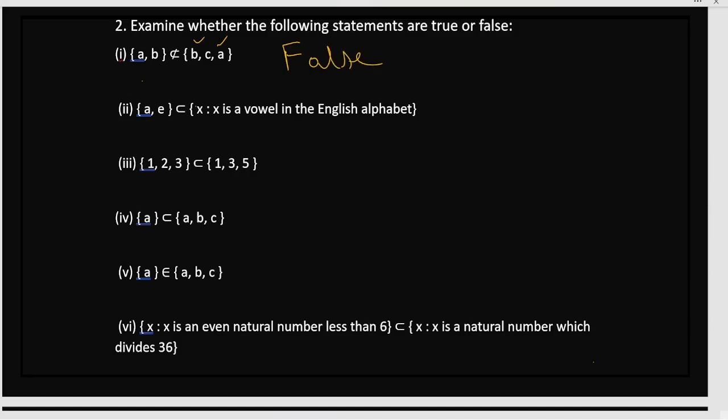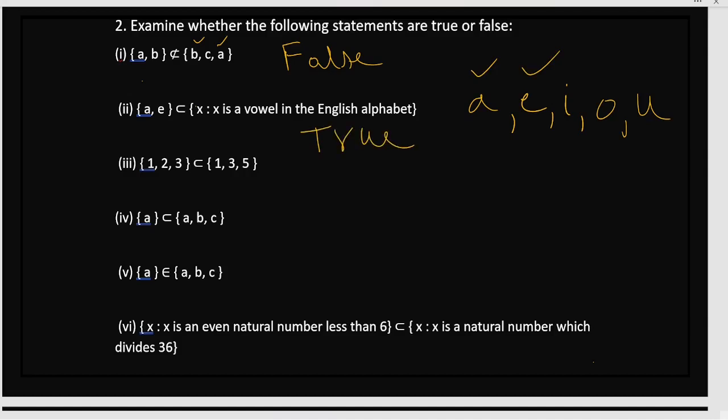Second one, {a, e} is a subset of the second set. x is such that x is a vowel in the English alphabet. What are the alphabets? As you know, a, e, i, o, u. These are the vowels in the English alphabet. Clearly, a and e belong to the second set. So this statement is true.